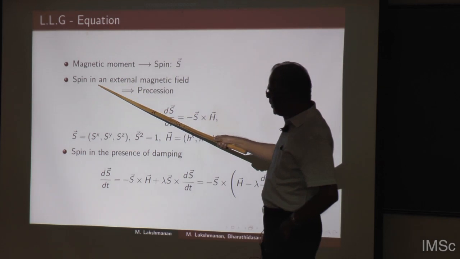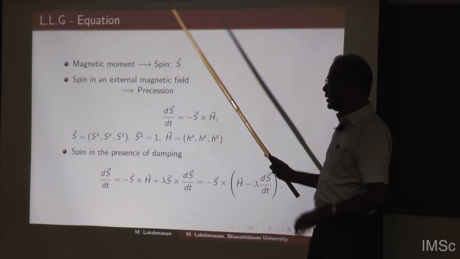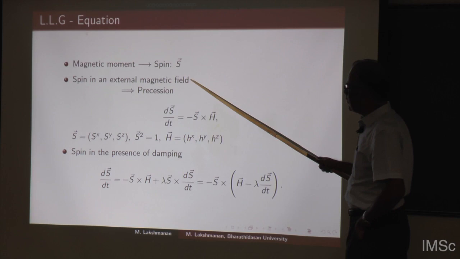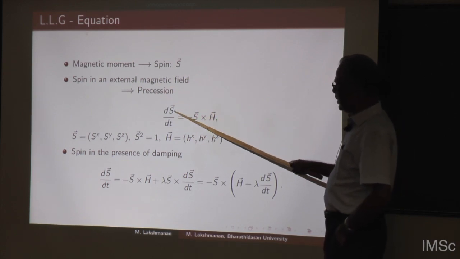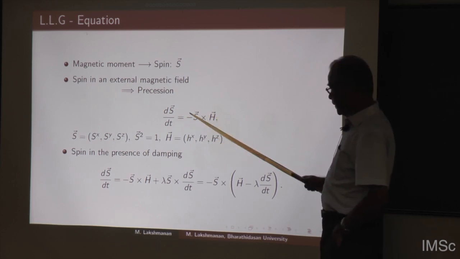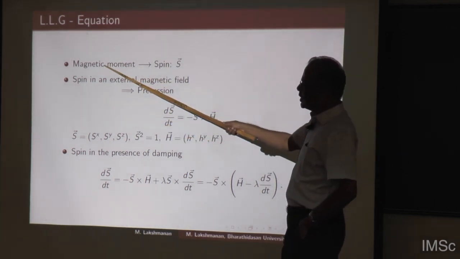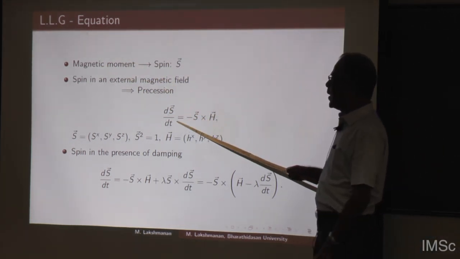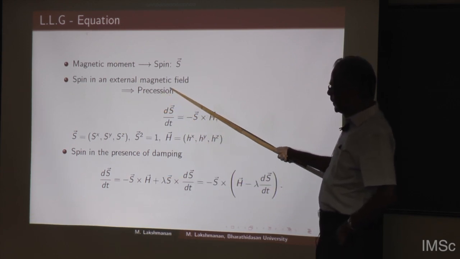Then you can show that the dynamics of a single spin, a single electron, in the presence of an external magnetic field corresponding to the Zeeman term is, vector dS/dt equals minus S cross H. This is the evolution equation for this magnetic moment, or magnetization, which I will simply call a spin hereafter. So you see immediately that it leads to precession.